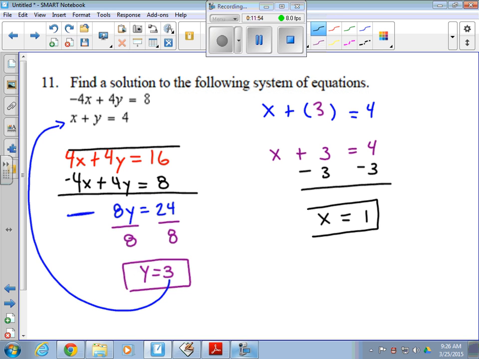So you have an x and you have a y value. Remember, in order to list a solution to a system, it's always x comma y, or 1, 3. That's the solution to number 11. That's the one point that makes both of them true. 1, 3.